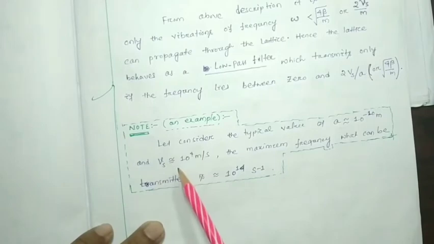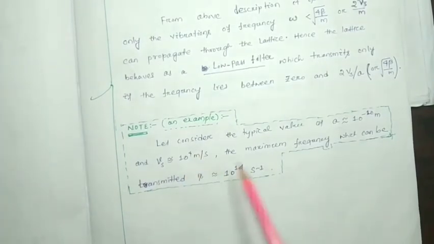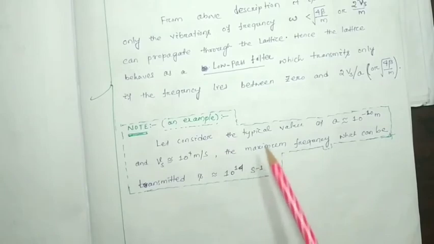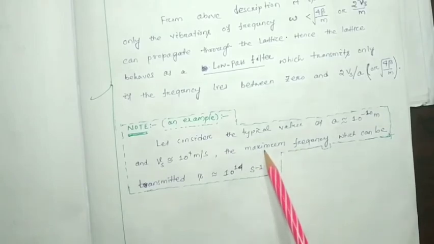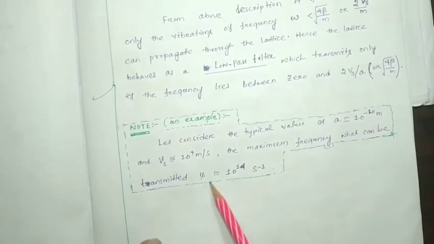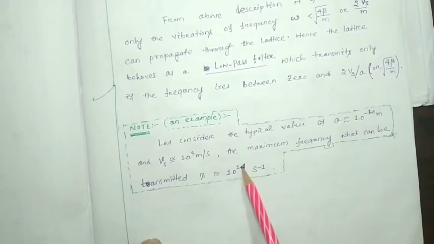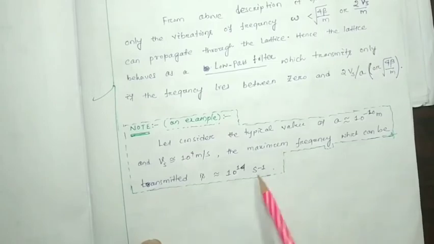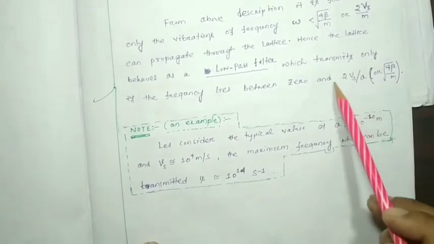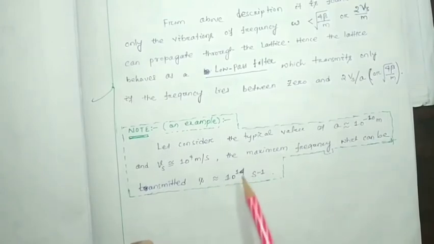if it is considered 10 to the 4 meter per second, then the maximum frequency that can be transmitted in that lattice or crystal will be 10 to the power 14 per second. From this equation it can be found. So approximately this much we can find.